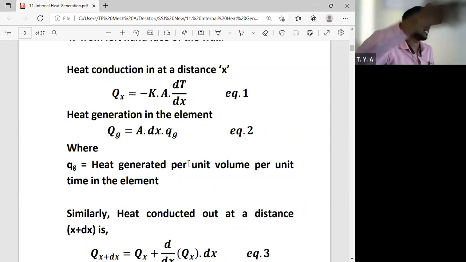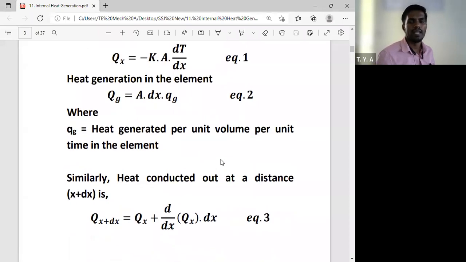Okay, so we have written it as Qx plus dx. So our aim is to write down the equation for that, Qx plus dx. Okay, so write down. Similarly, heat conducted out at a distance x plus dx. Okay, so write down that equation. Qx plus dx is equal to Qx plus d by dx of Qx into dx.